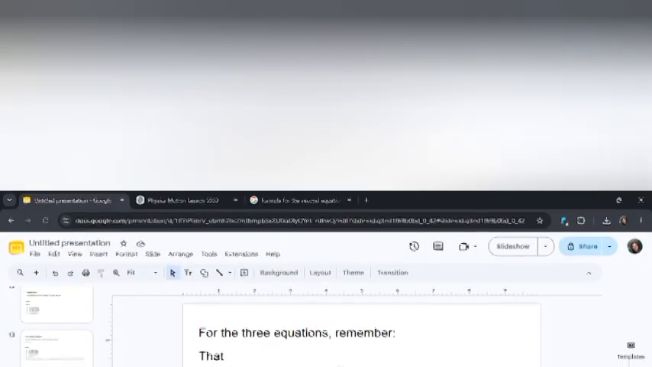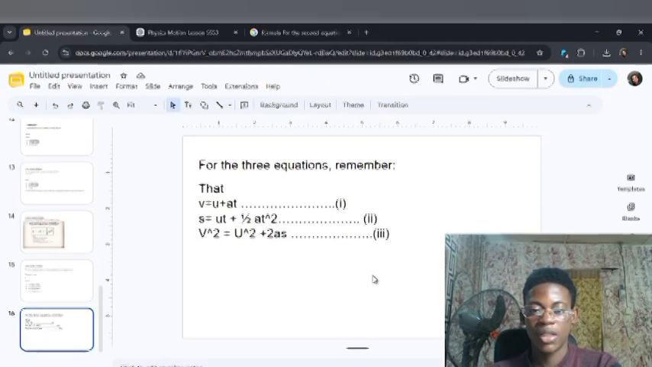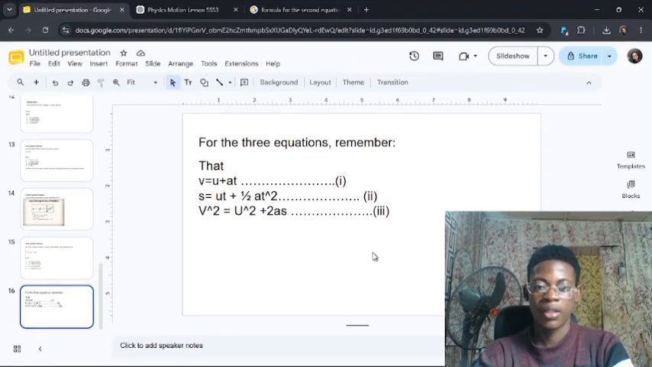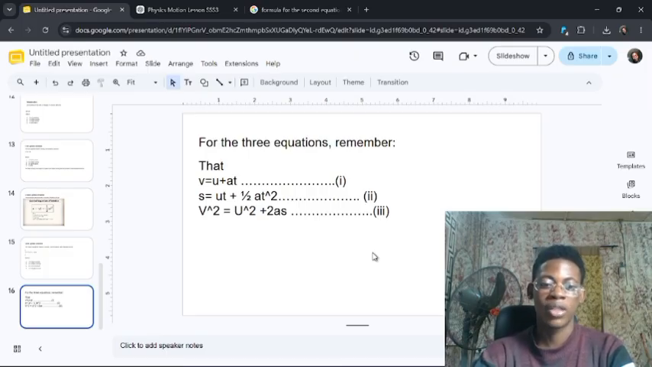Now for the three equations, note that the first equation is v equals to u plus at. Now the second equation is s equals to ut plus 1 over 2 at squared. Then the third equation of motion is given by the formula v squared equals to u squared plus what? 2as. Please take note of that.